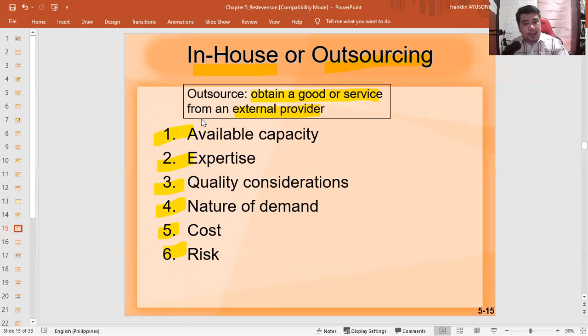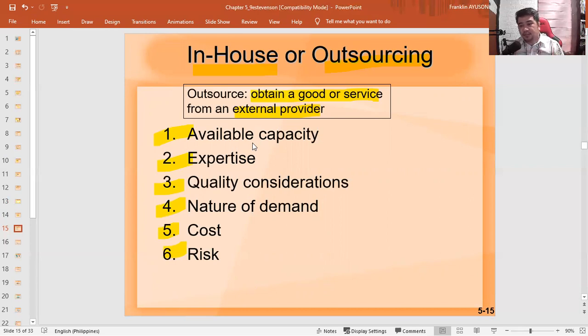And again, we go back to that concept we discussed before regarding short-term and long-term capacity planning. So if, for example, the operations manager or the management would see the fluctuation or the increase as short-term, you would rather outsource. But if you see that it would be a perpetual increase in demand, then we need to expand our operation.